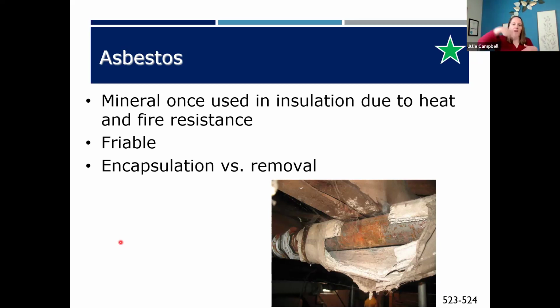So in this case, you would wrap it back around the pipe where the little particles aren't in the air and you're breathing them into the lung. There are people out there that work with and handle asbestos. It's not my job to say removal versus encapsulation, but just understand that that's the preferred method. The least we disturb it, the better it is.